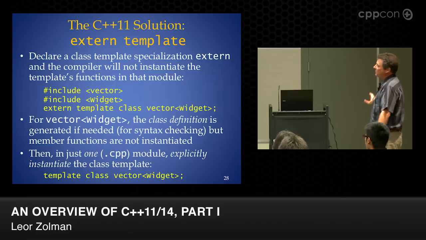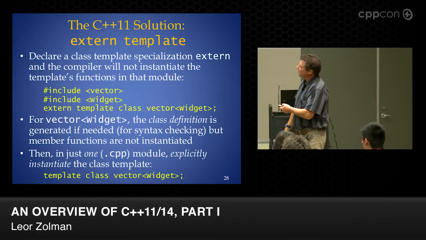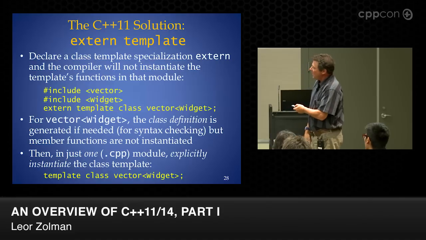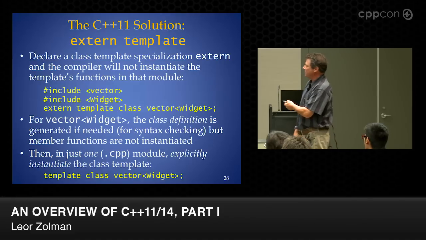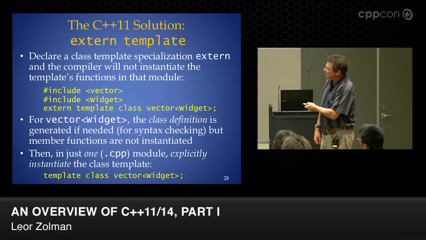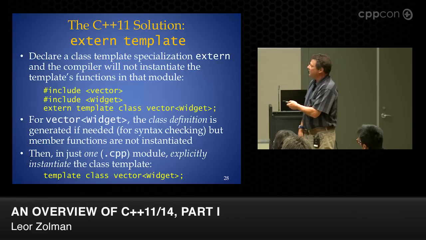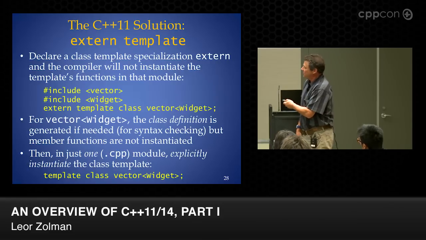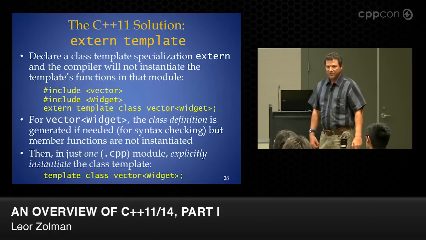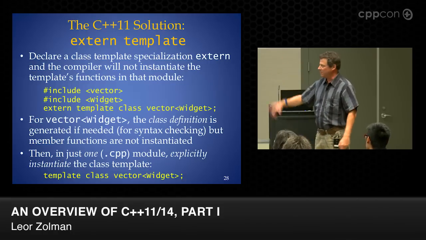This concept has been applied to templates. So we include the template header file as before in old C++. And then we take the specialization that we know is going to be used in a lot of different translation units, and we declare it extern. Extern template class vector of widget. What this tells the compiler is do not instantiate any member functions of vector of widget. Just assume they'll be instantiated somewhere else.